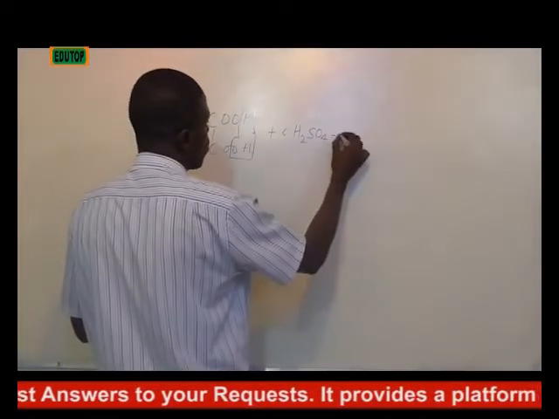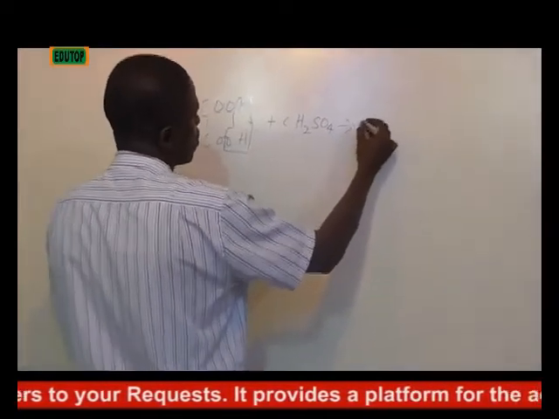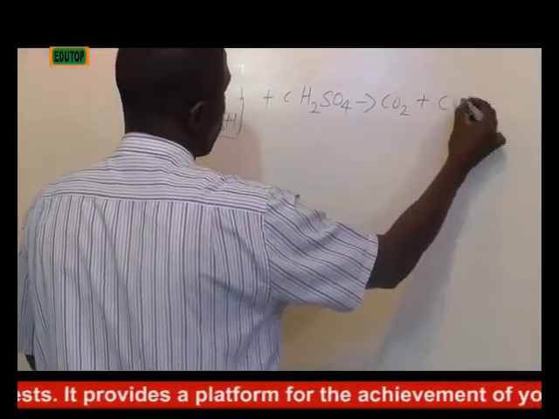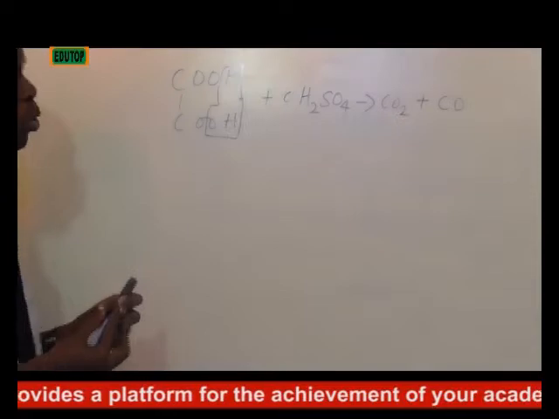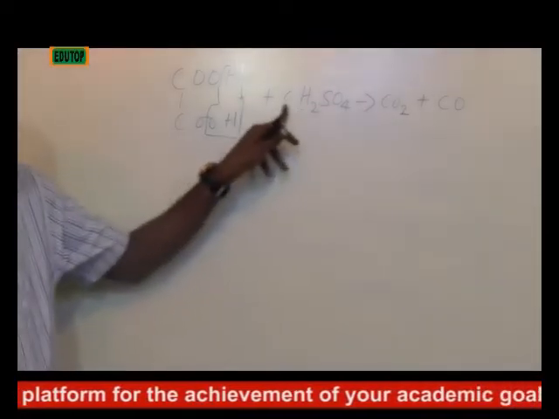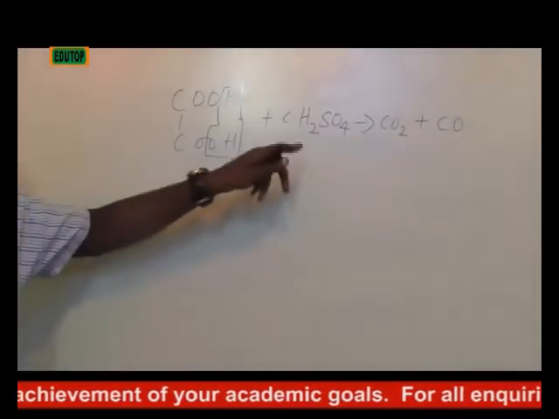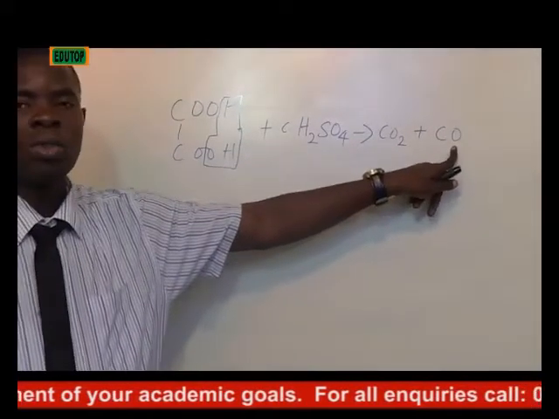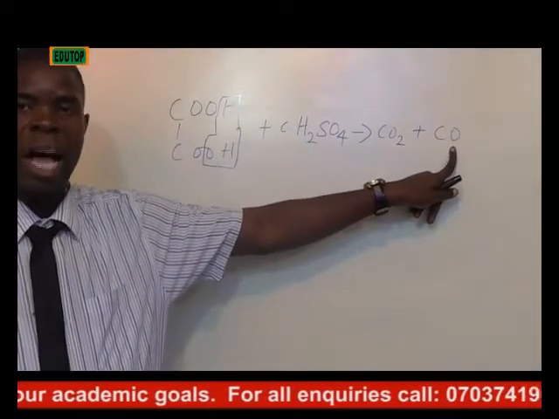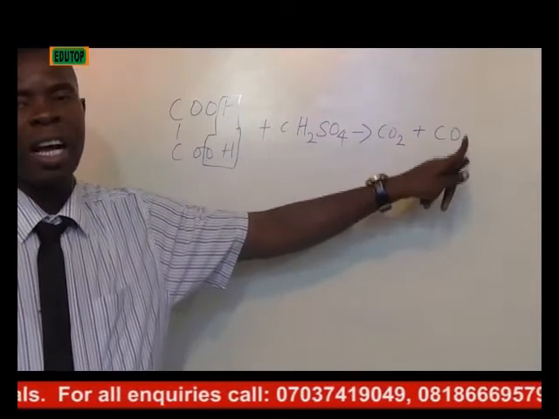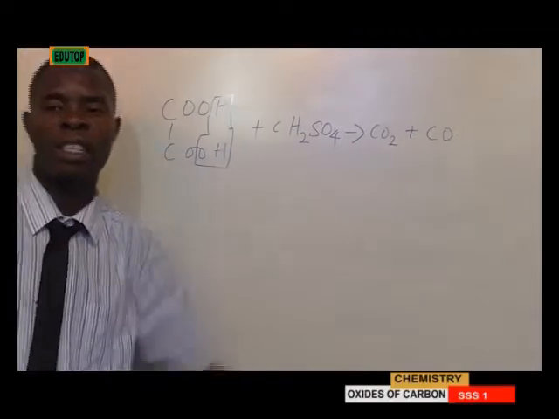So automatically you will have CO2 plus CO. So this concentrated H2SO4 acts as a dehydrating agent to give you carbon 2 oxide as a product. So this is one way of preparing carbon 2 oxide.